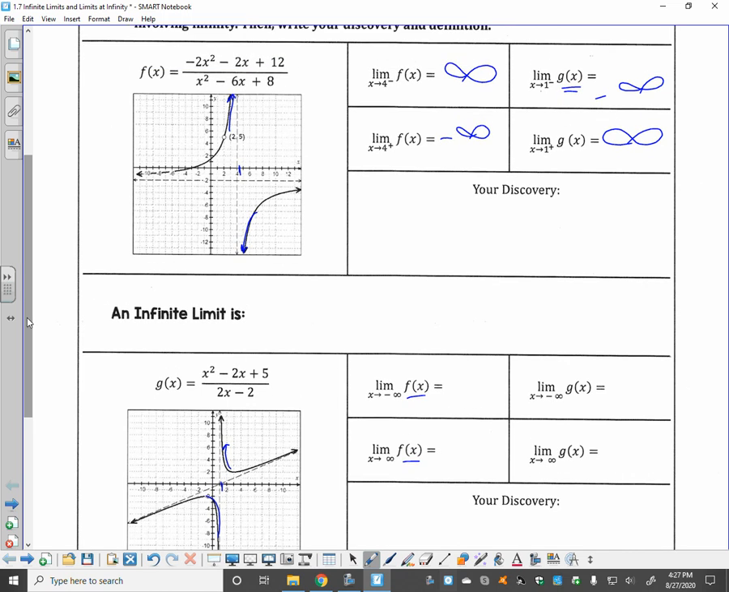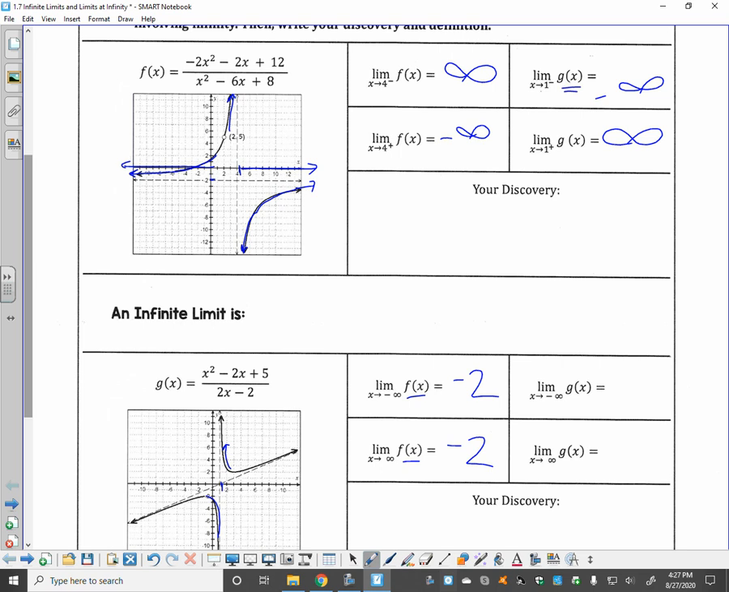infinity first. So as x heads towards negative infinity, the y value of my graph is headed towards that asymptote at y = -2. As x heads towards positive infinity, the y values are headed towards the asymptote at y = -2.